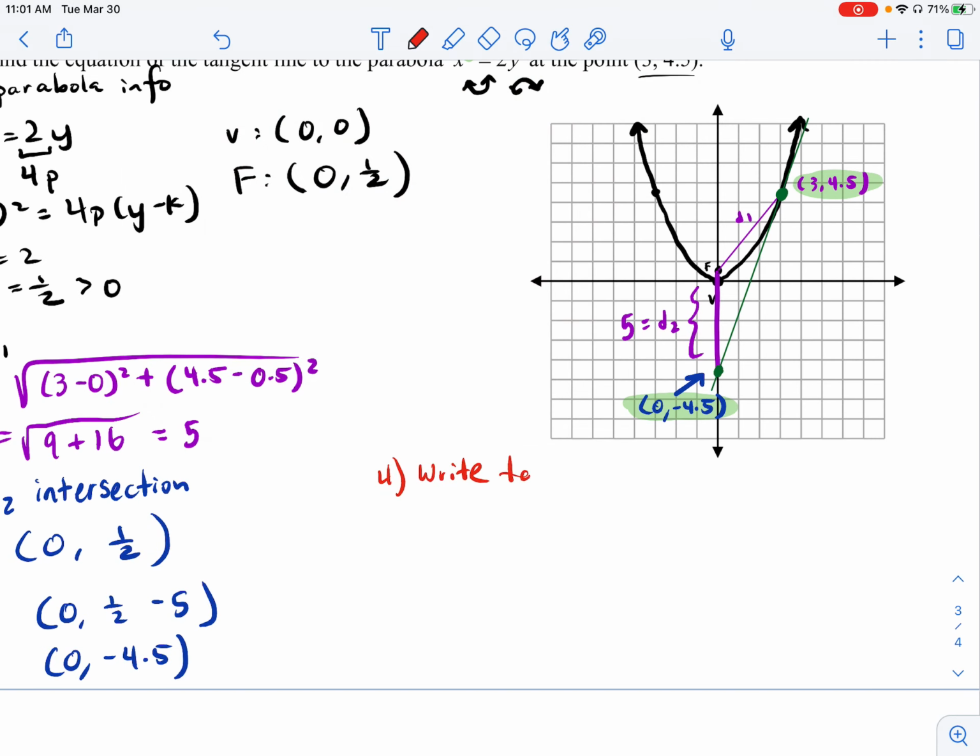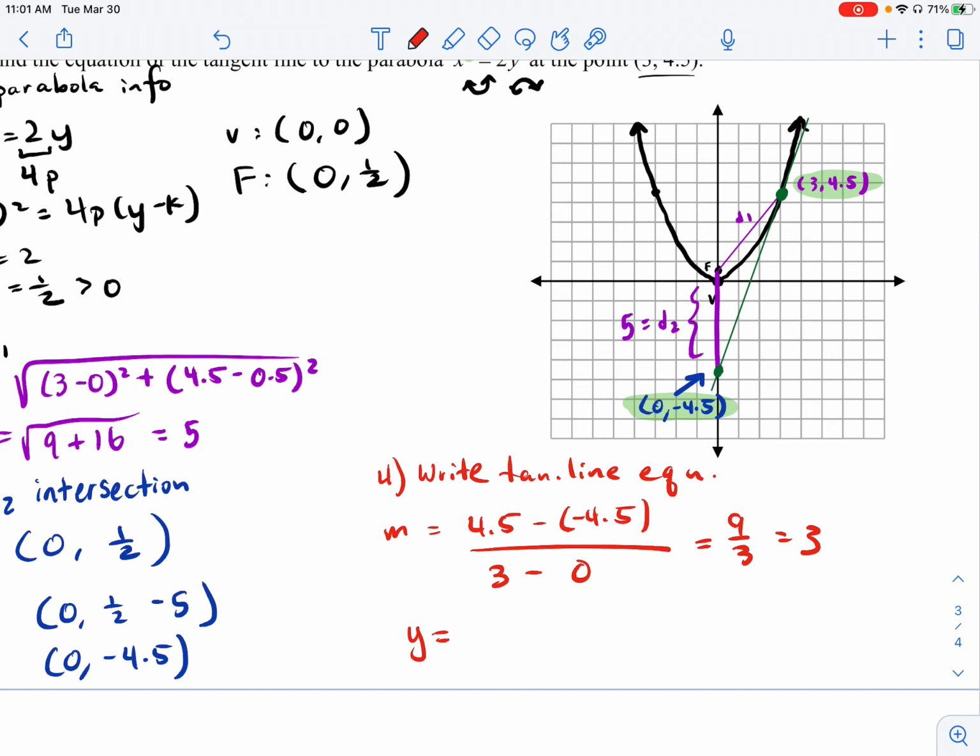So in order to write the tangent line equation, I'm going to need my slope, which is just us using the slope formula. So m is equal to (4.5 minus negative 4.5) over (3 minus 0), and that's 9 over 3, which is 3. And since we already have a y-intercept in this case, if we didn't have the y-intercept, we would just use point-slope form and simplify. But we can just say then y is equal to our slope, 3x, and our y-intercept, minus 4.5. And there is our tangent line equation.